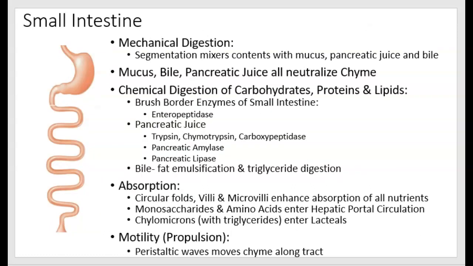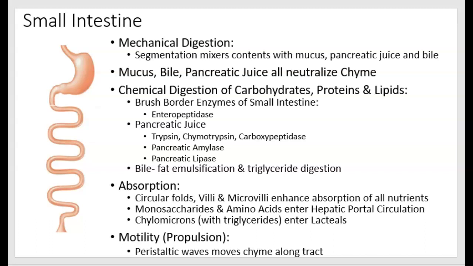So now the chyme has entered the small intestine, and as you know, the first part of the small intestine is the duodenum. The middle part is the jejunum, and the last part is the ileum. And in the small intestine, there is some mechanical digestion that takes place as segmentation occurs and mixes the contents in the small intestine with mucus, pancreatic juice, and bile.